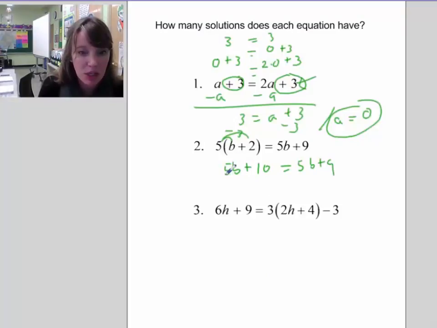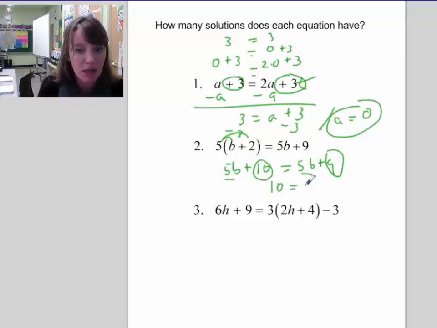Okay. Here, if I multiply through, I have 5b plus 10 is equal to 5b plus 9. So in this situation, since the b terms are the same, but the constants are not the same, there's no solution to this equation, because if I subtracted 5b from both sides, I'd arrive at the statement that 9 is equal to 10, and you know that's not true. So there's no solutions here.